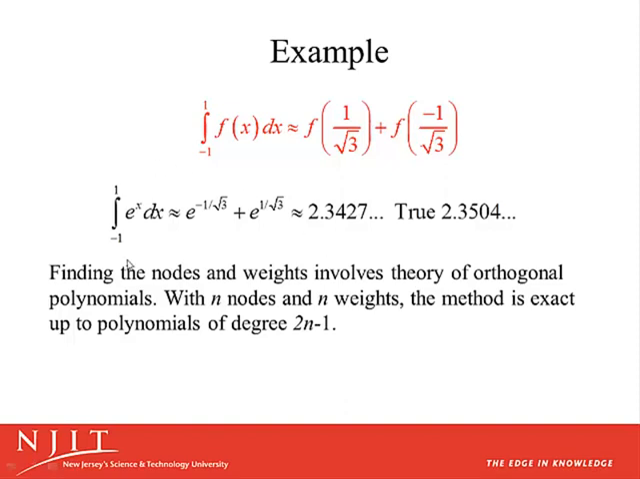So finding the nodes and the weights involves the theory of orthogonal polynomials. If we wanted to find a 3-point method, a 4-point method, a 5-point method, etc. If you have n nodes and n weights, that's 2n constants, and therefore one can match up 2n integrals, 1, x to the 1, x squared, etc., up to x to the 2n minus 1, and so we find that the degree of precision will be 2n minus 1.